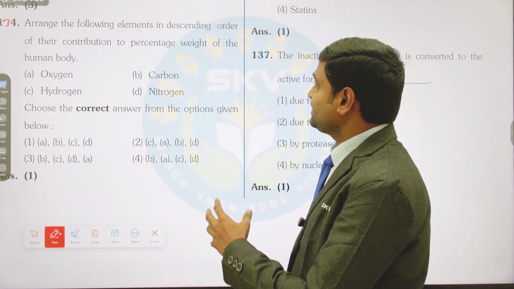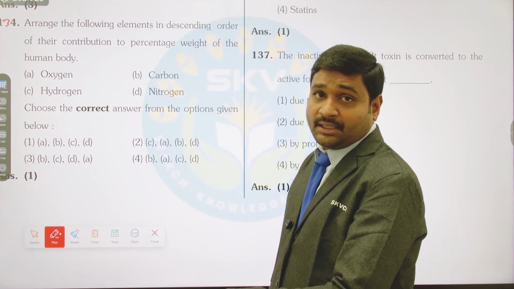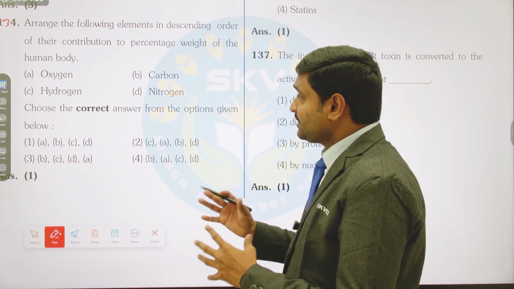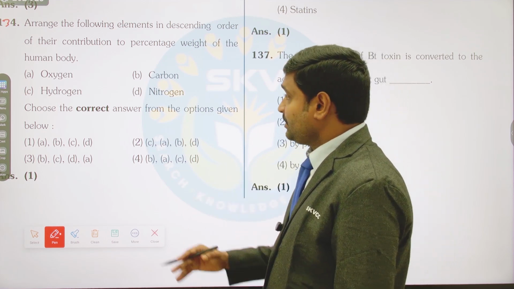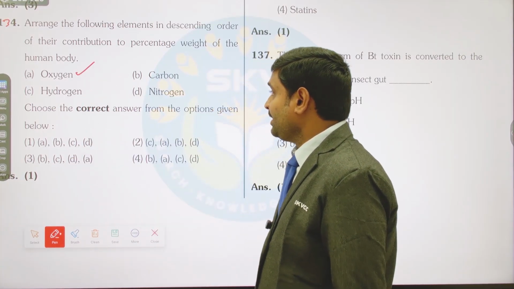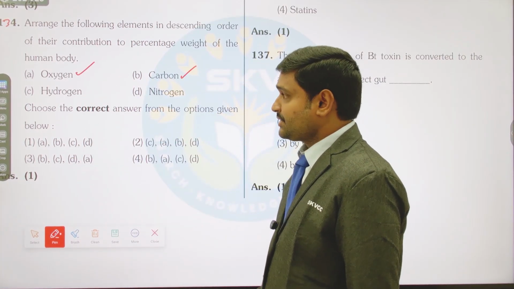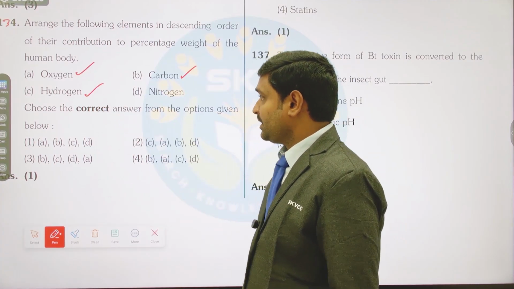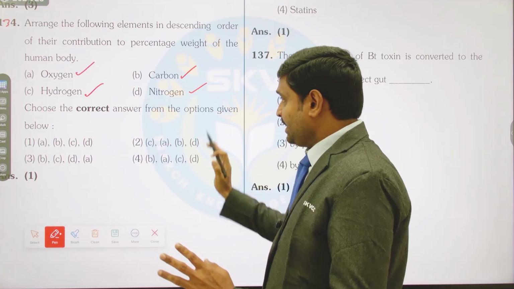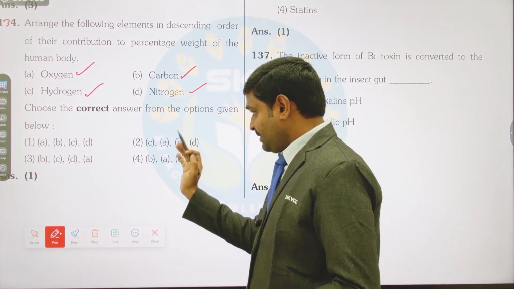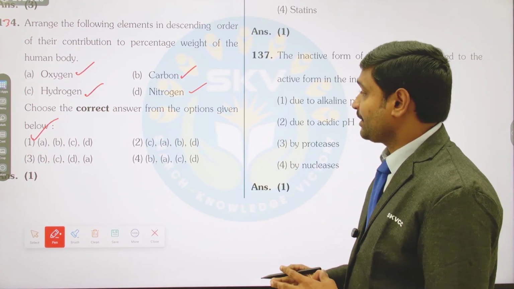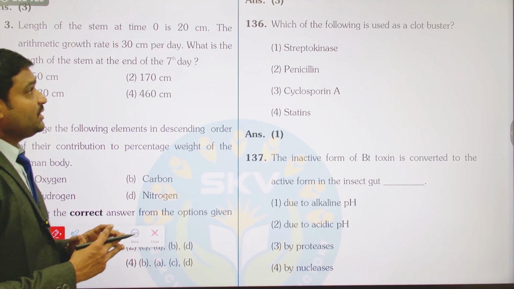Arrange the following elements in descending order. Directly, if you observe, oxygen has the most, and carbon follows next, and hydrogen follows next, and nitrogen follows next. So directly A, B, C, D. So where is the option A, B, C, D? Option 1 is A, B, C, D. Perfect option.